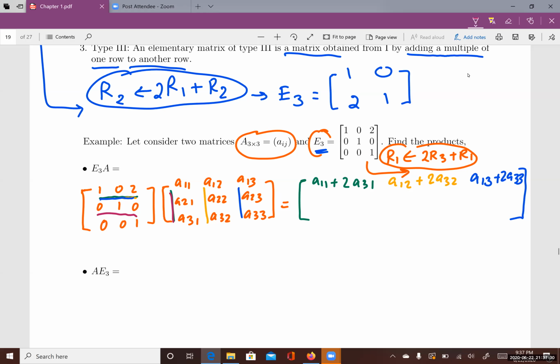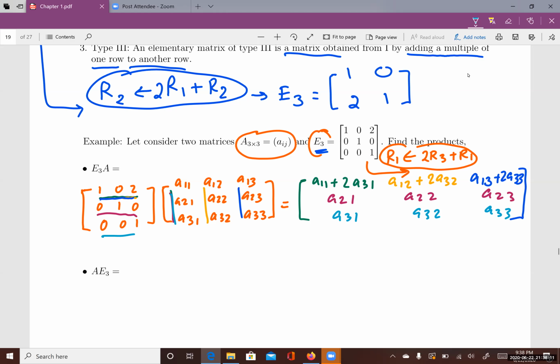And second row, first column, as you can see that you take this 0, 1, 0, and you dot with A11, A21, A31. The result is just A21. Similarly, the result is A22, A23. If you take the last row and you dot products with the column, you will see that the result will be A31, A32, and A33. Okay, so that's the first product, an elementary matrix E3 multiplied to A on the left side, right?